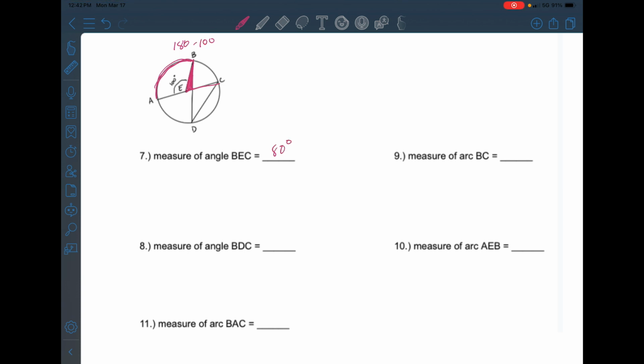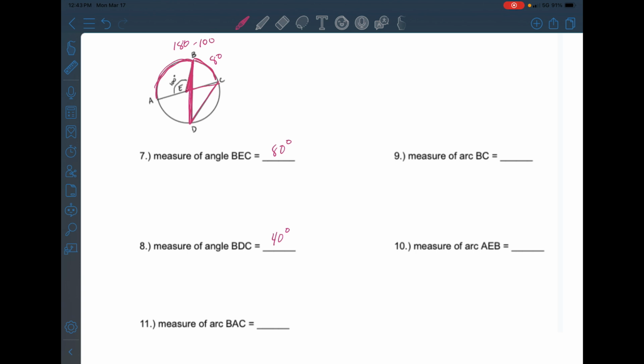A measure of BDC, so it also makes this 80-degree arc. BDC, we'd have that coming straight through that center there. And that is an inscribed angle, so it's half of the arc it makes.